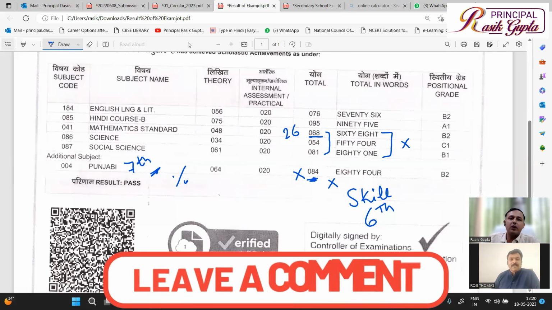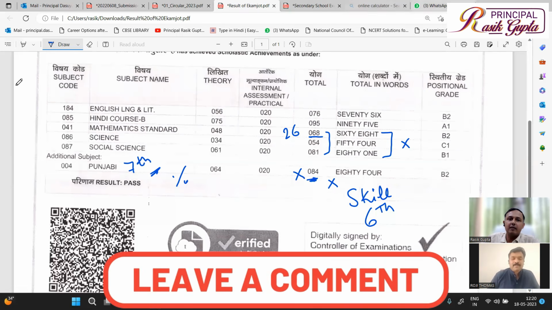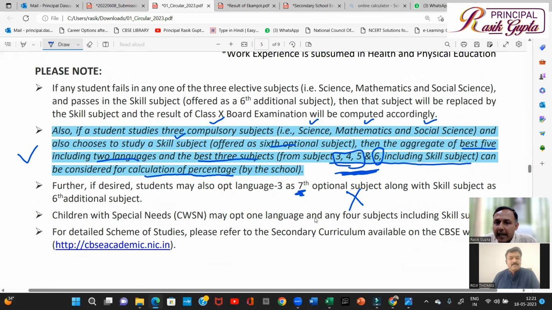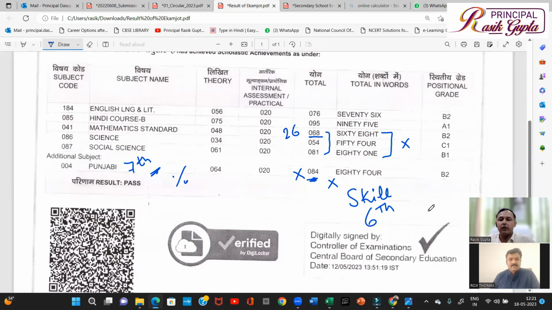Yes, yes. Because in this circular also, CBSE has not mentioned the language to be considered for calculation of percentage. They have mentioned that the skill subject can be considered for calculation of percentage, but not the language. They only say that the student can opt for the language. They have not mentioned that language can be considered for calculation of percentage. Language can be replaced by language only.